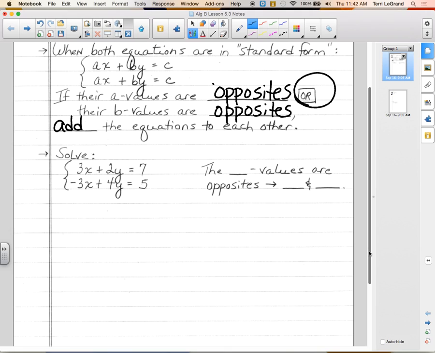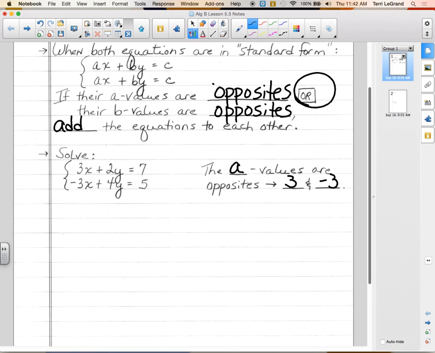Negative 3x plus 4y equals 5. What's the a value? Negative 3. What's the b value? 4. And what's the c value? 5. Okay, so which of those are opposites? The a's or the b's? The a values are opposites, aren't they? One of them is 3, the other one is negative 3.